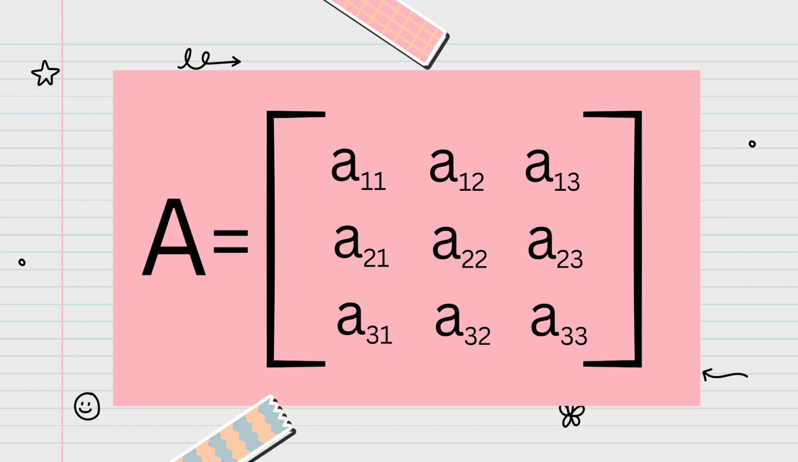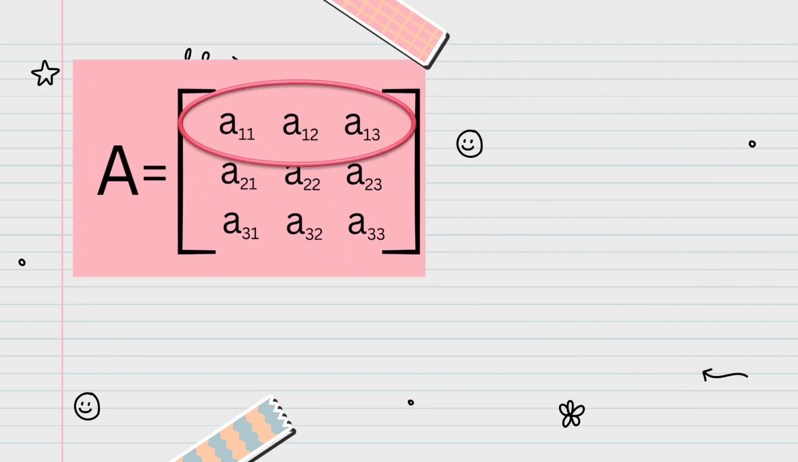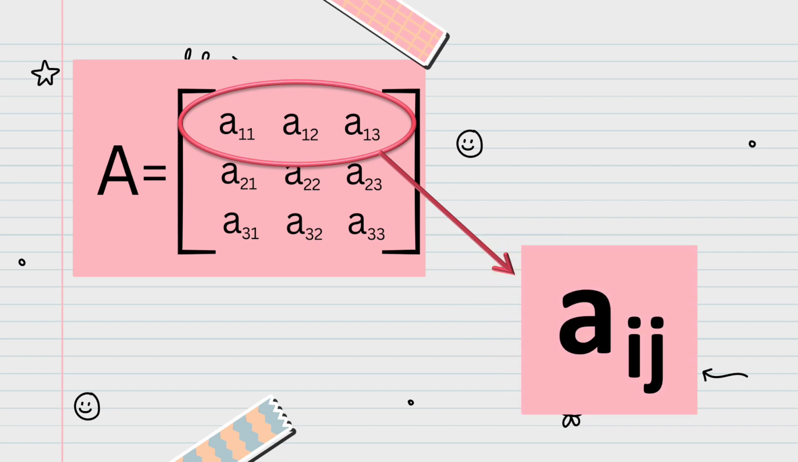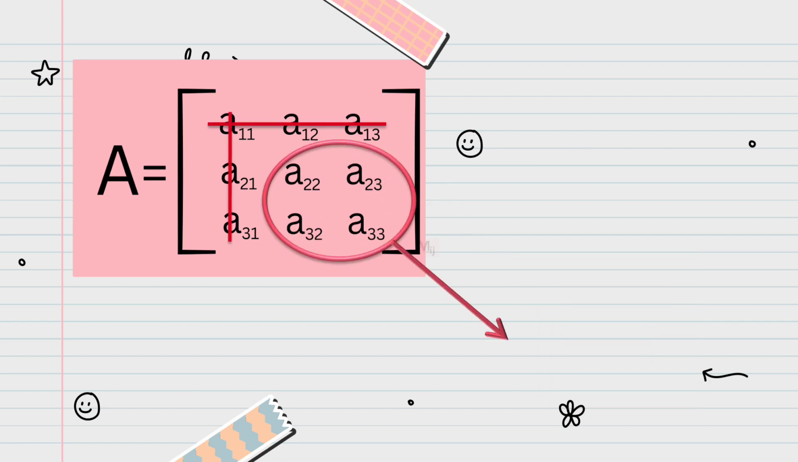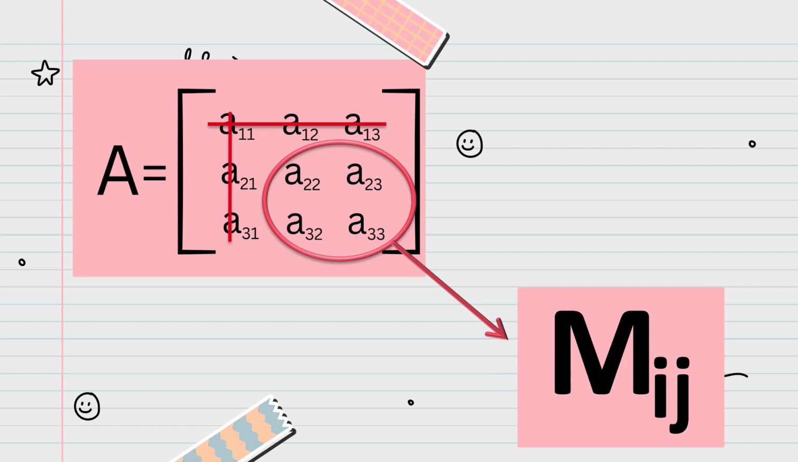Let us now go back to our previous example. For the values of aij here, as you can see, the values of aij are a11, a12, and a13, or just the deleted row. While on the other hand, the values of mij here are a22, a23, a32, and a33, or what we call the minor of an element.